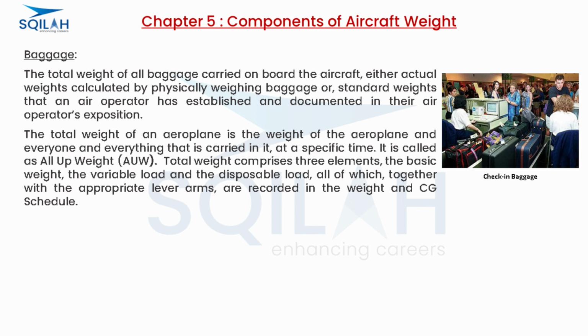The total weight of an airplane is the weight of the airplane and everyone and everything that is carried in it, at a specific time. It is called all-up weight, AUW. Total weight comprises 3 elements: the basic weight, the variable load, and the disposable load, all of which, together with the appropriate lever arms, are recorded in the weight and CG schedule.